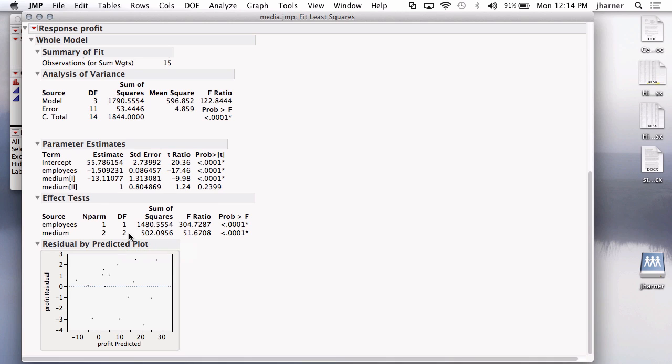When I did it, in order to get the type 2, I had to load the library called car, C-A-R, and then I had to do Anova with a capital A, and that's how I got the type 2 using R. So we can see that both employees and median are highly significant. Now, this is a little bit backwards.